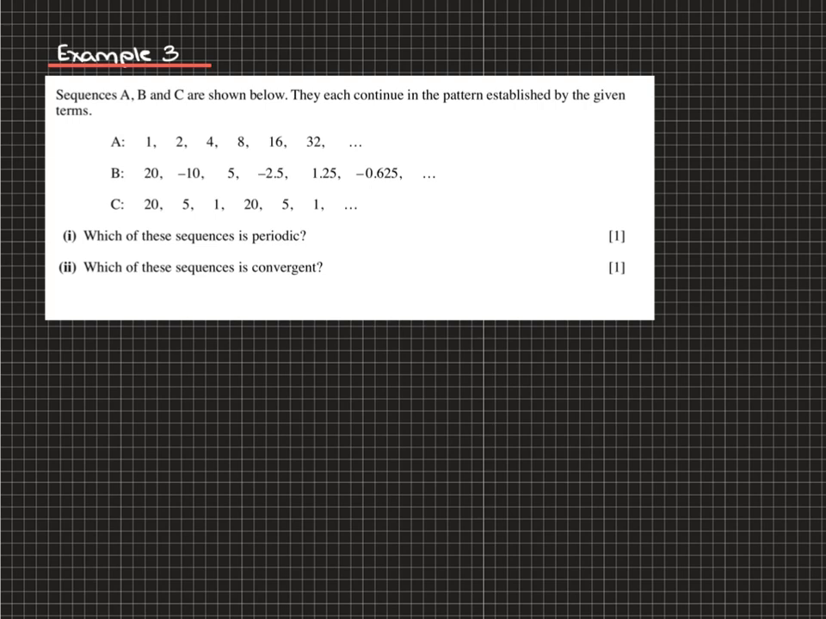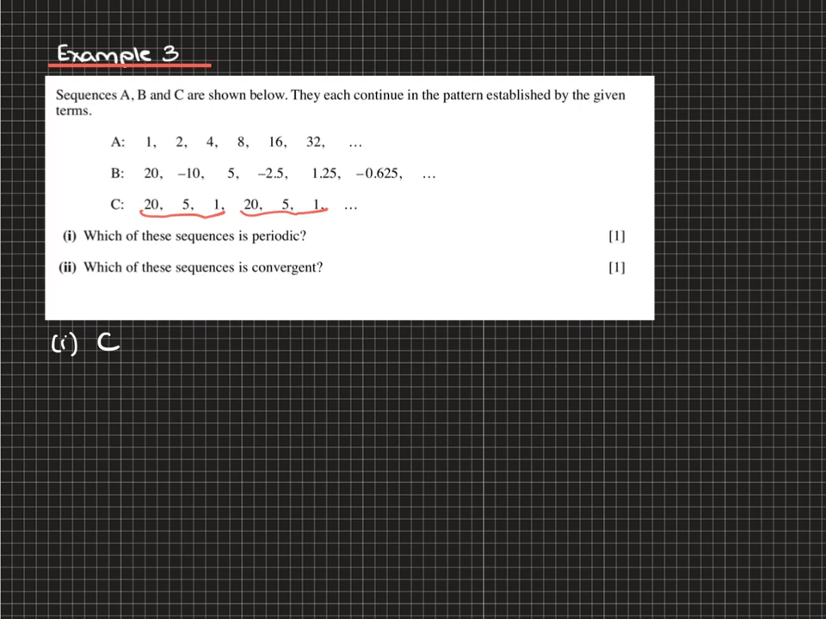Example 3. Sequences A, B and C are shown below. They each continue in the pattern established by the given terms. So part 1, which of these sequences is periodic? So you need to look for a pattern of repetition here, and you can see that C clearly is periodic, and hopefully you can see the repetition 25/1, 25/1. It in fact has a period of 3 as it repeats over 3 terms.